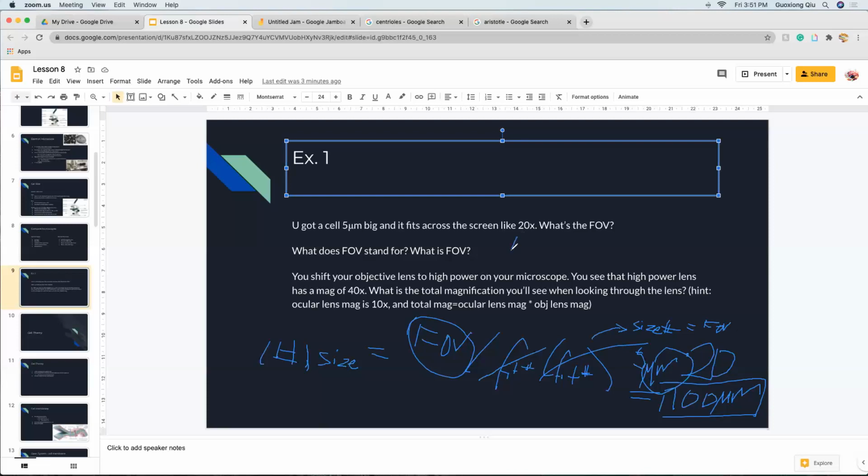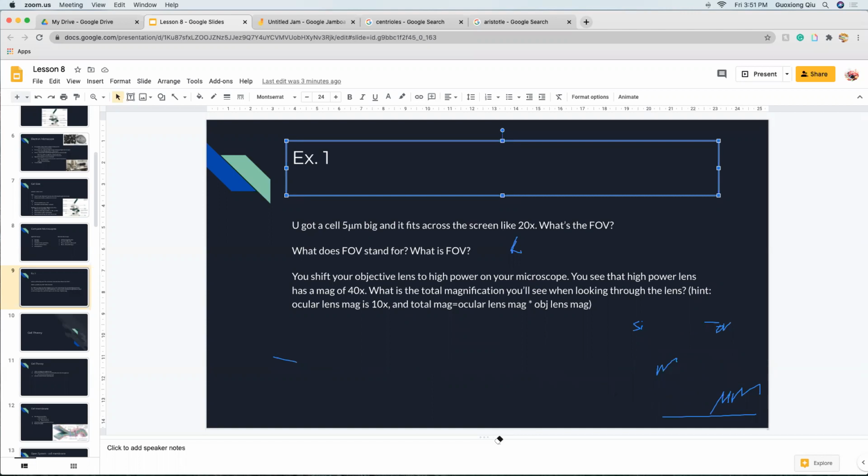I'll now show you how to do it. So total magnification is the ocular lens magnification, which usually is 10 times, multiplied by the objective lens magnification, which is here, 40 times. So the magnification you'll see when you look through the microscope will be 400 times. Beautiful. Moving on.